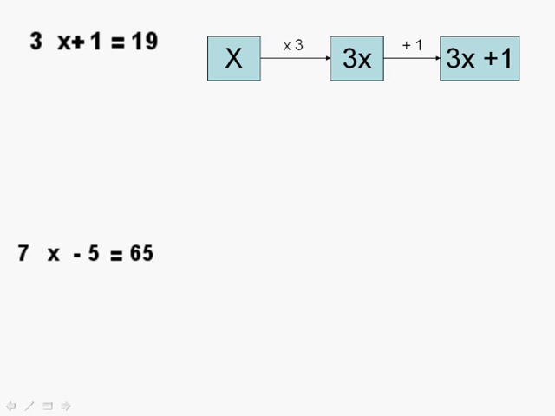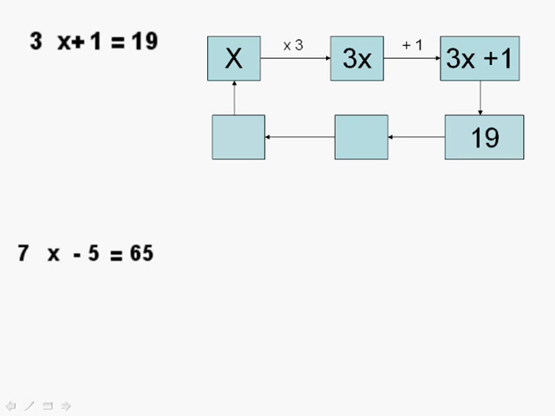For now, let's take these two examples from that file, 3x plus 1 is 19 and 7x minus 5 is equal to 65, and apply the model. We start with x and times it by 3 to give us 3x, and then we added 1 to give us our expression of 3x plus 1. We've said that 3x plus 1 is equal to 19, therefore the reverse to go backwards would be to take away 1, and that would give us 18, and then divide by 3, and that gives us our answer of x is equal to 6.